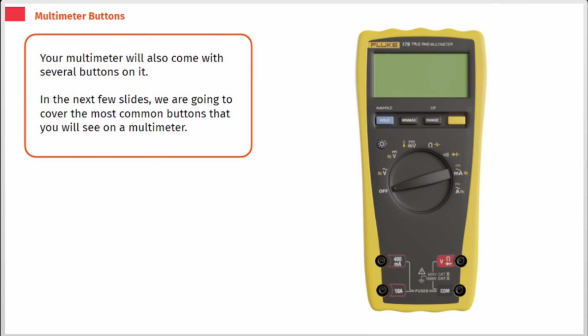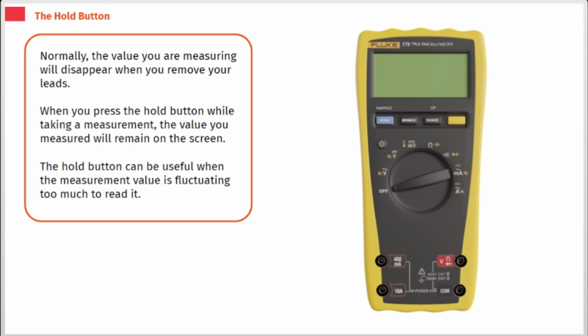Your multimeter will also come with several buttons on it. In the next few slides, we are going to cover the most common buttons that you will see on a multimeter. Normally, the value you are measuring will disappear when you remove your leads. When you press the hold button while taking a measurement, the value you measured will remain on the screen. The hold button can be useful when the measurement value is fluctuating too much to read it.